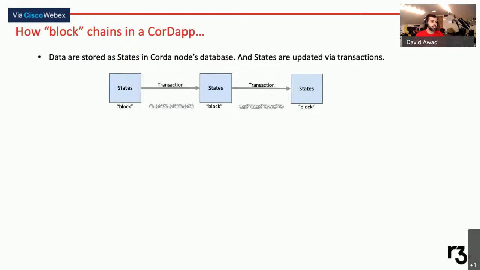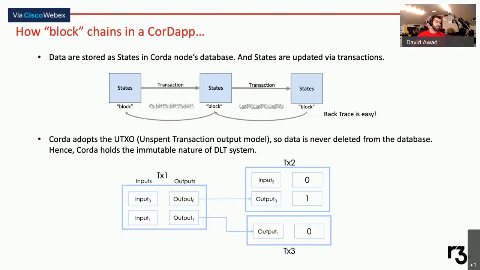One of the nice things about our model of a blockchain within Corda is that you can also backtrace really easily. All of the transactions exist, and all of these states and previous versions of states also exist. So we even have some nice notary validation features where you can take a transaction and trace the entire history of the chain leading up to that state to ensure its validity, which is quite nice. It's worth mentioning, Corda does adopt the unspent transaction output model. So data is never actually deleted from the blockchain or the database. Hence, Corda holds the immutable nature of a distributed ledger technology system.